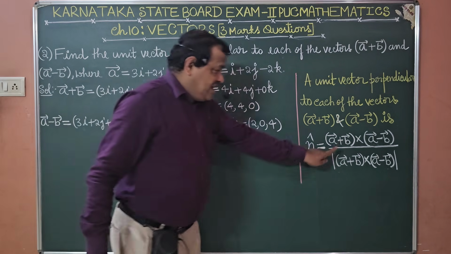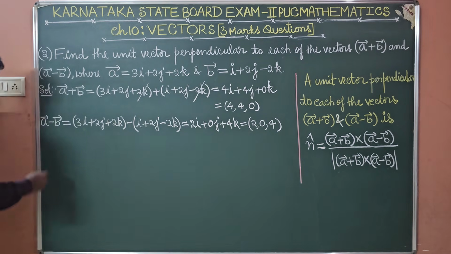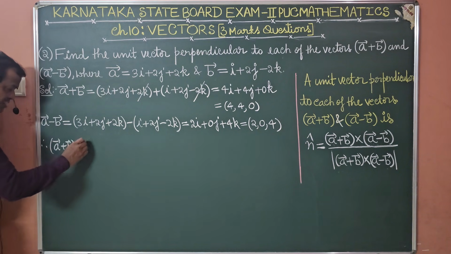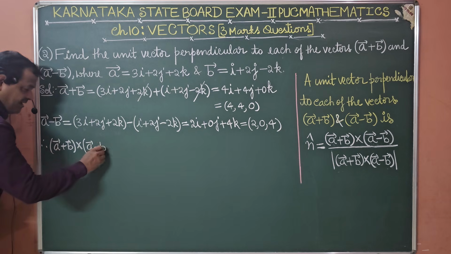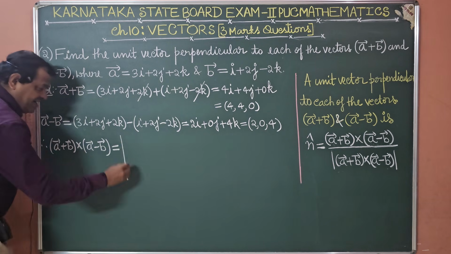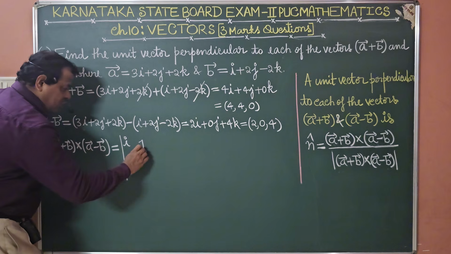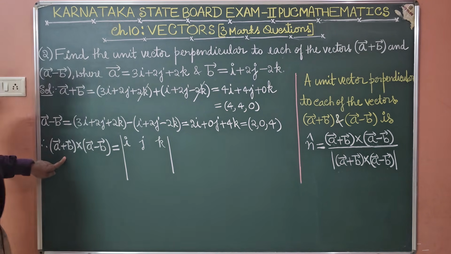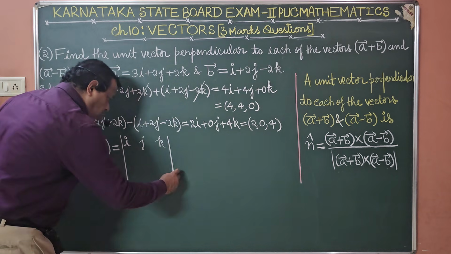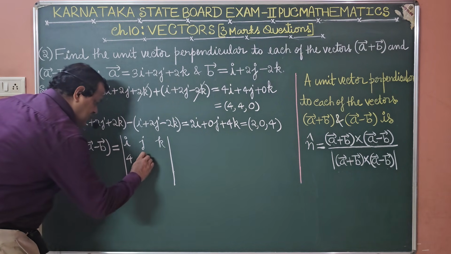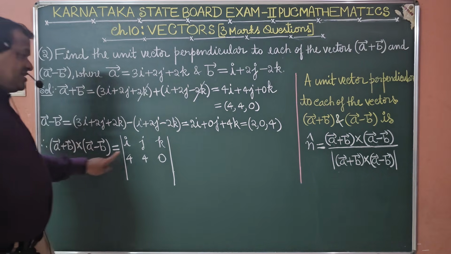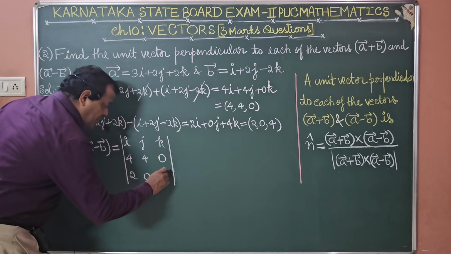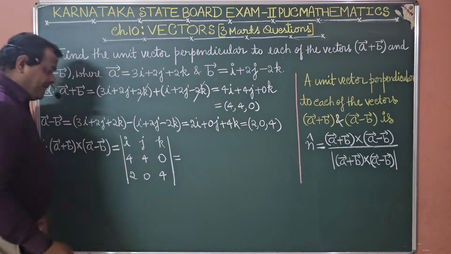Now I will find A plus B cross A minus B. Therefore, look at this. A plus B vector cross product with the vector A minus B, and it is the determinant definition whose first row is i, j, k. Second row is vector A plus B, which is 4, 4, 0. Third row is A minus B, 2, 0, 4. And I will expand it over the first row.